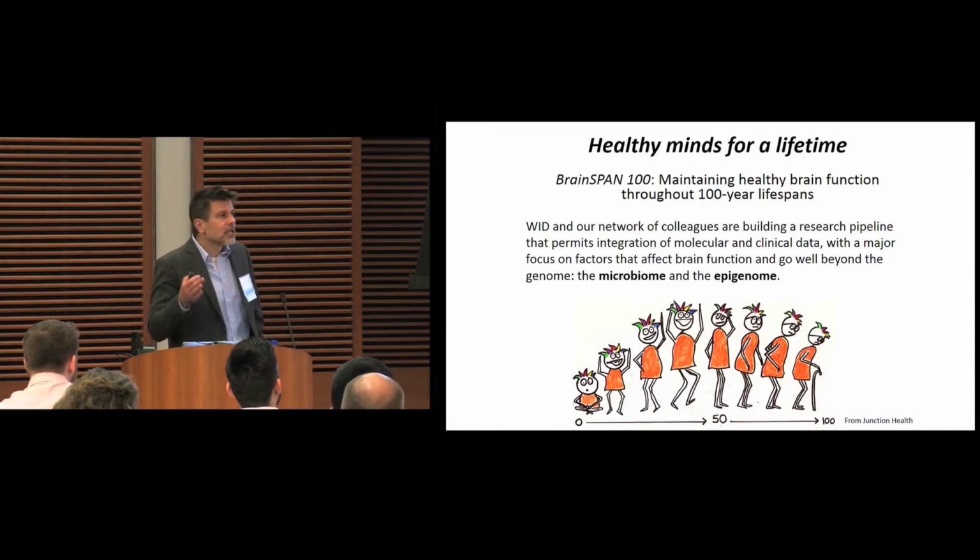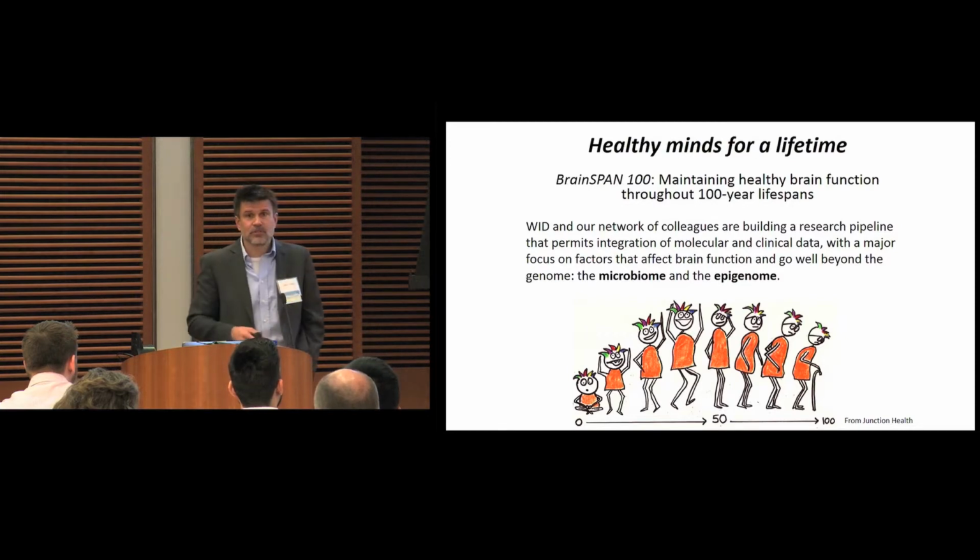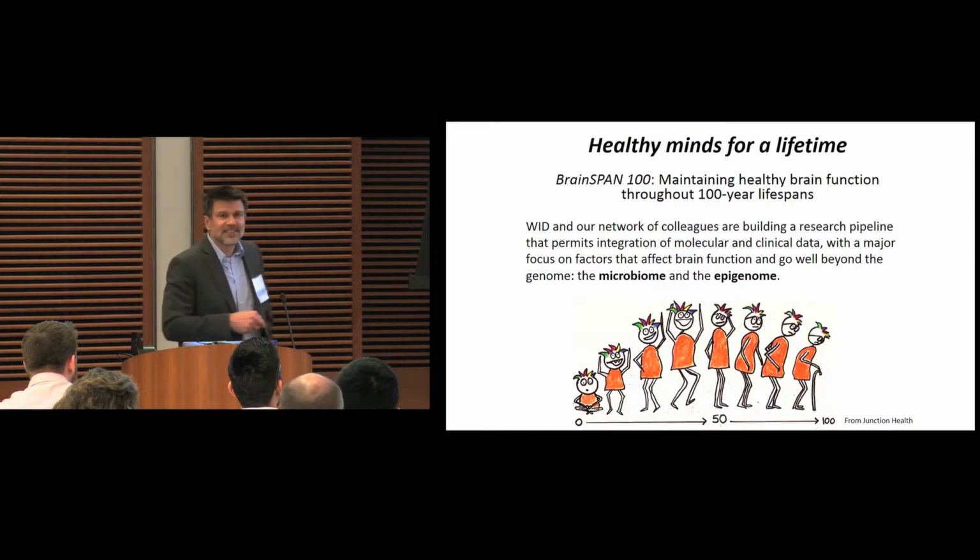I mean, lifespans are increasing, right? As a society, we're getting older. We're living longer. But what's the point of living longer if you're suffering from dementia, if you're suffering from anxiety, if you're suffering from depression, and so forth? So can we imagine a society where we have healthy minds and healthy bodies for 100 years?